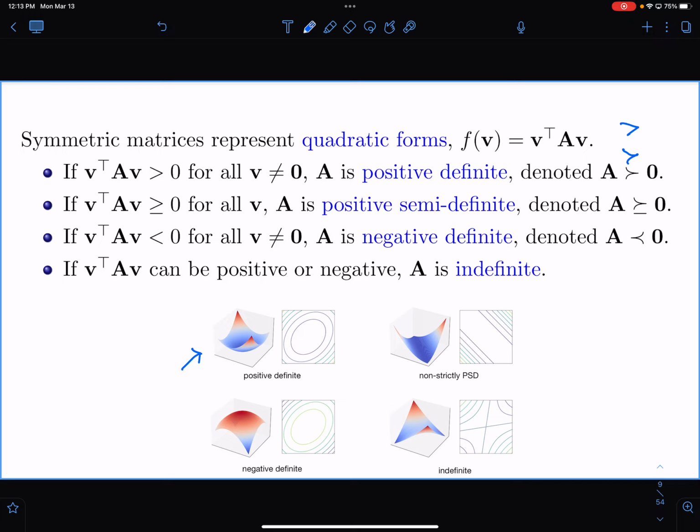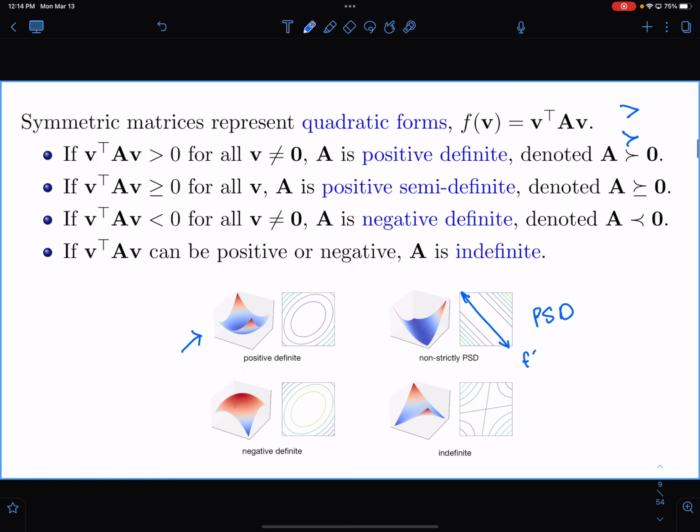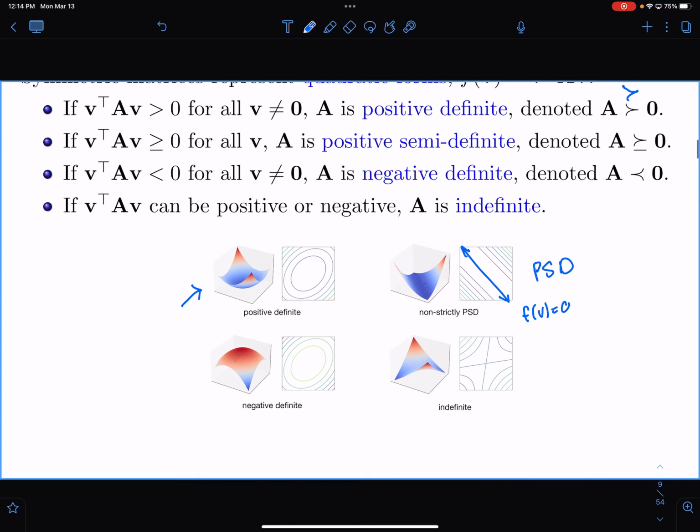Similarly, you have a definition for negative definite and also indefinite, where we can't say anything about the value of V transpose AV. So positive semi-definite here, focusing on this graph over here, says there's one direction where the function might be 0. So this direction, the function equals 0, but there's other directions where the function value can potentially increase. So these are just some definitions we need to cover the topic of multivariate Gaussians.